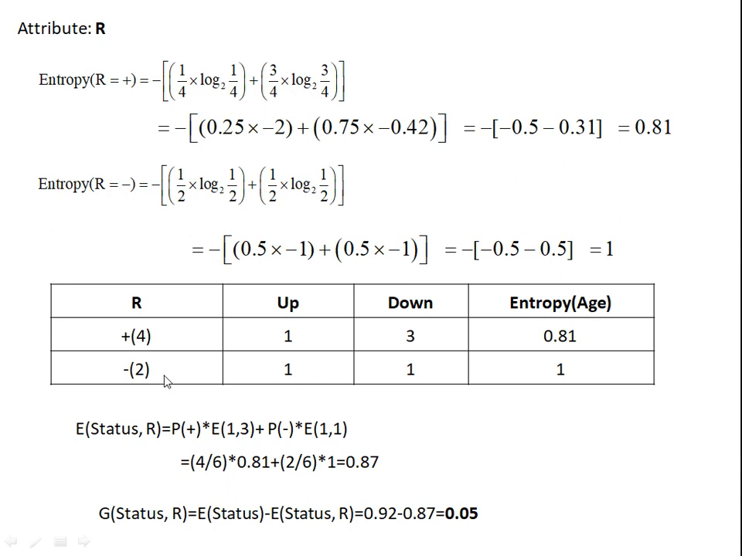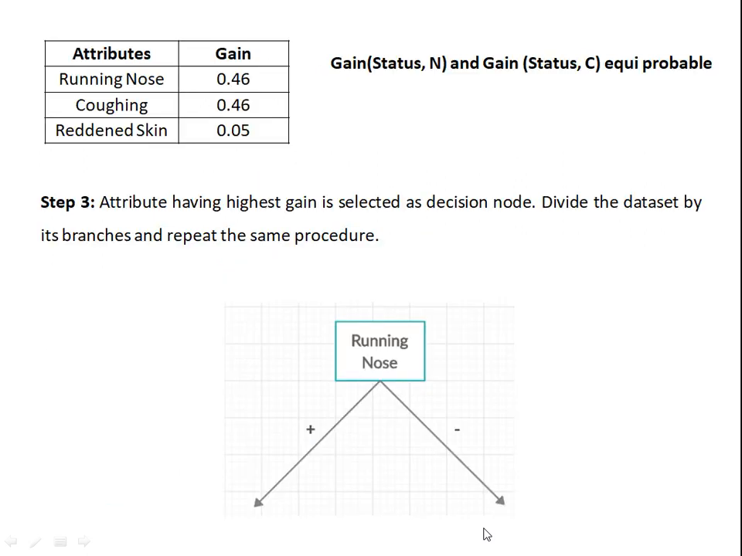Here the proportion of the plus is 4 by 6 and the proportion of minus is 2 by 6, into the entropy of that particular category. 4 by 6 into 0.81 plus 2 by 6 into 1 is equal to 0.87. Gain of that particular R, that is rash and skin, is 0.05. After that, attribute and gain: running nodes, coughing and rash and skin, 0.46, 0.46, 0.05.